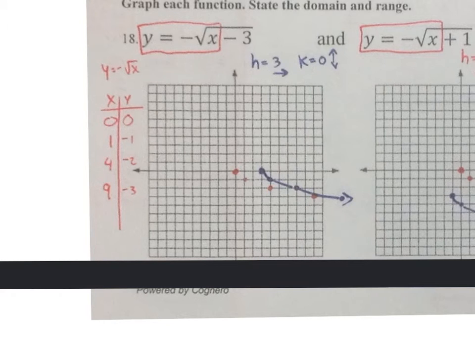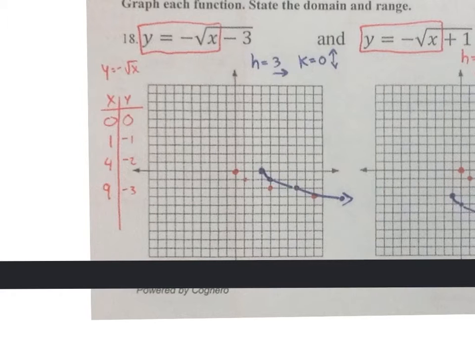And in addition to that, you need a shift according to h and k. So h happens to be 3 to the right, so you take the red dot, move it 3 to the right, 3 to the right, and 3 to the right, and so on and so on. You end up with that final blue graph right there.